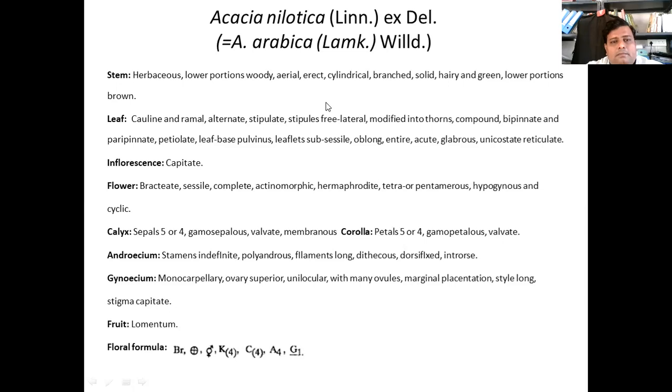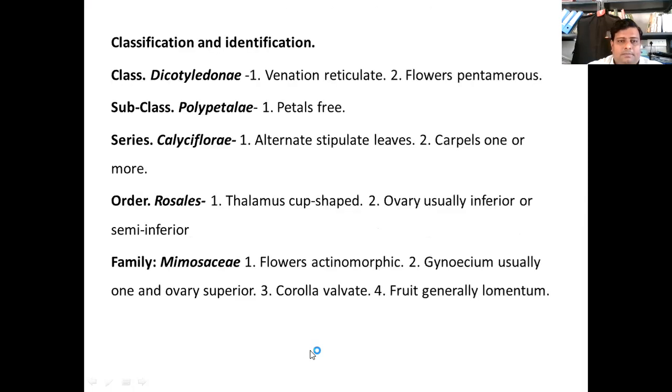Calyx: the sepals may be 5 or 4, gamosepalous, valvate, membranous. Corolla: petals 5 or 4, gamopetalous, valvate. Androecium: stamens are indefinite, polyandrous, filaments long, dithecous, dorsifixed, introrse. The gynoecium is monocarpellary, ovary superior, unilocular with many ovules, marginal placentation, style long, stigma capitate, fruit lomentum. The floral formula is: bracteate, actinomorphic, bisexual, calyx 4, corolla 4, androecium 4, and gynoecium 1 that is superior.